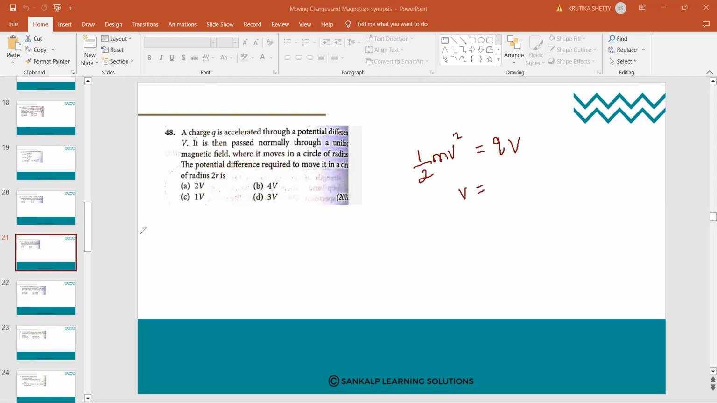If you don't know how this came, I will remind you. Actually we learned this formula in the second lesson. Work done is equal to, what we learned in first year, the change in kinetic energy, final kinetic energy minus initial kinetic energy. Suppose initially the charge is at rest, then W is equal to Kf. Kf is half mv square, and the work done can also be written as Q into V. Why is it Q into V? Because potential is equal to work done per unit charge. So from that we are taking this formula.